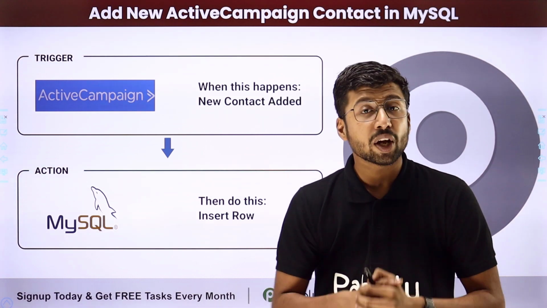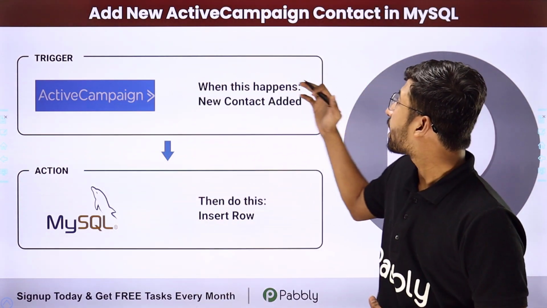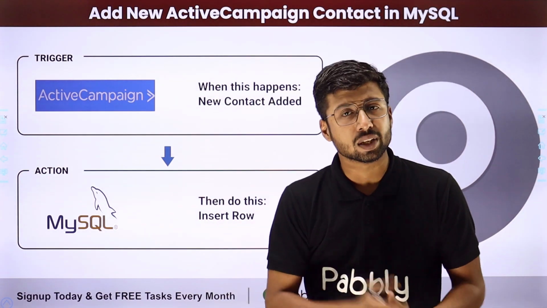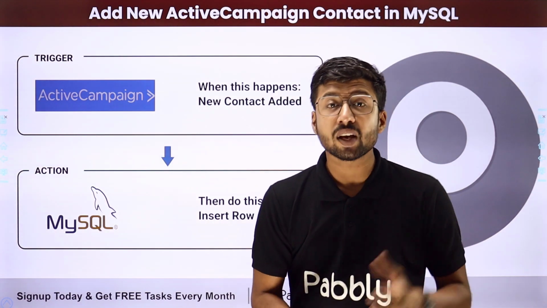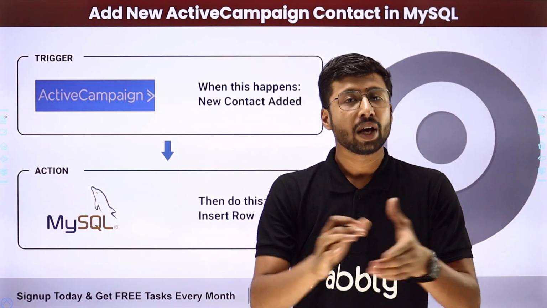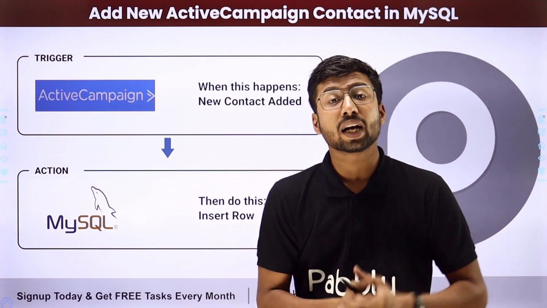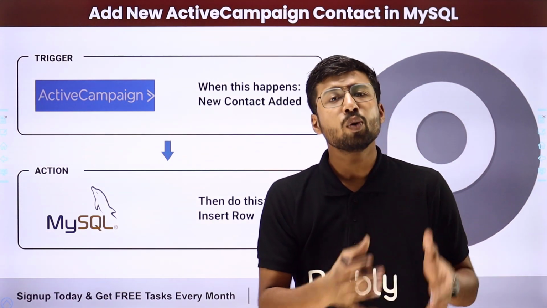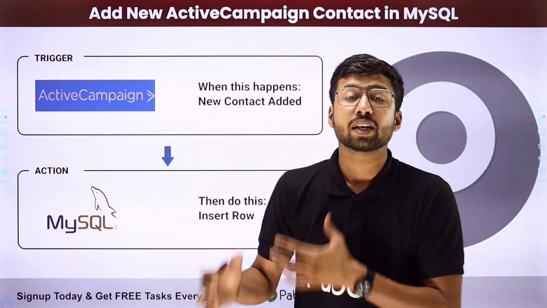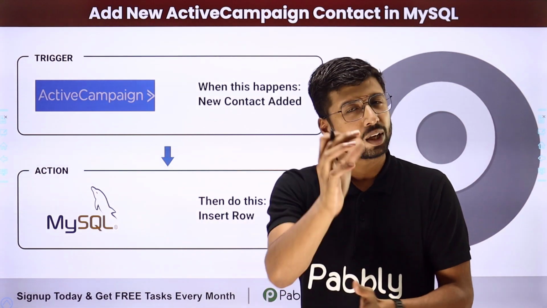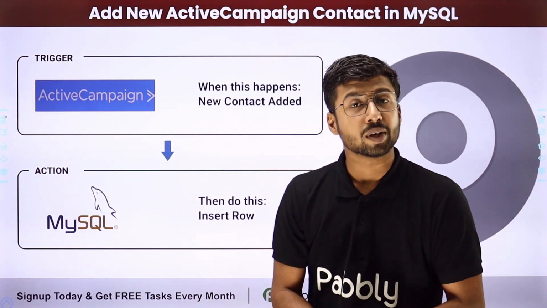So in this video, we are going to learn how to add new ActiveCampaign contacts in MySQL. Let's say you are using ActiveCampaign as an email marketing platform and whenever a new contact is added in ActiveCampaign, you want to add the details of that same contact into your MySQL database. So let me tell you, you can actually automate this process.